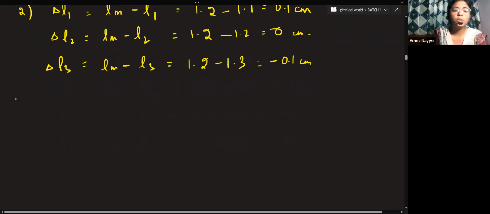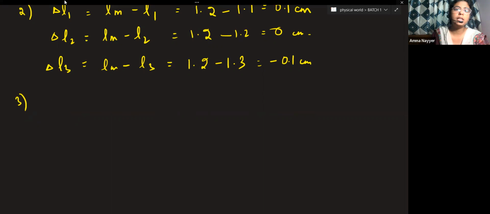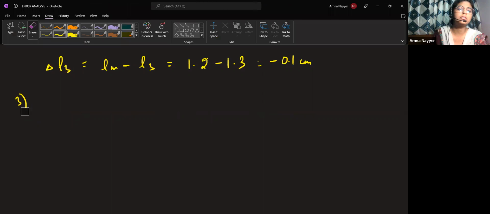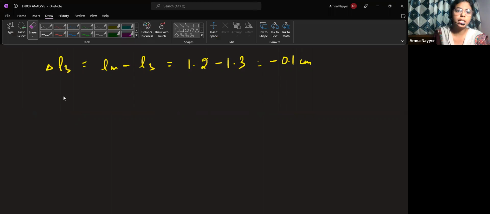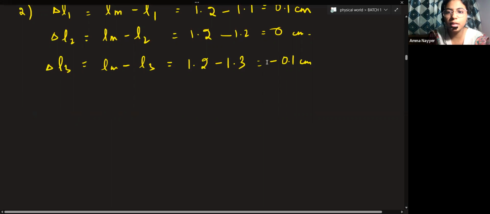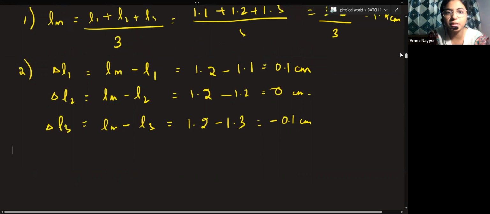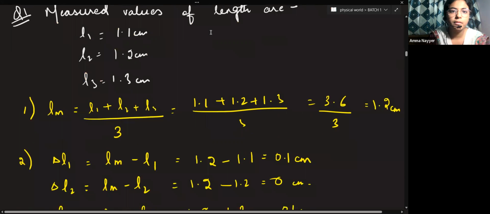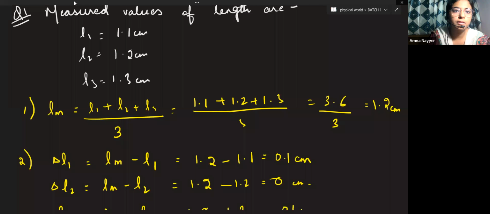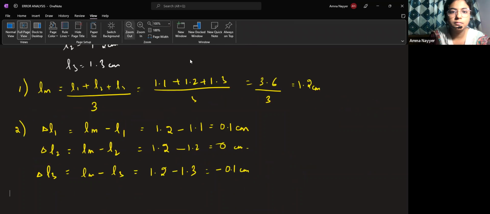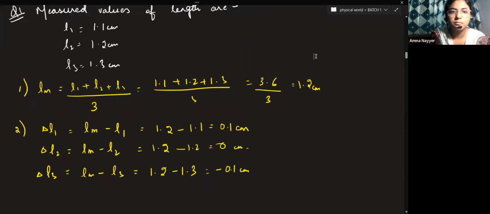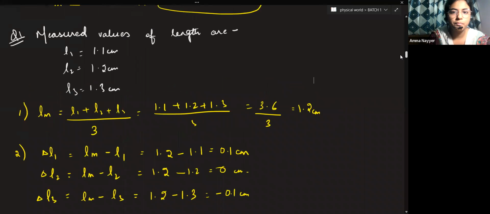Now, if I want to calculate the mean absolute error of all these, let's stop it till here only because it will get lengthier. First, note down the question and these two parts: absolute error and the measured value. Okay, at least note down.